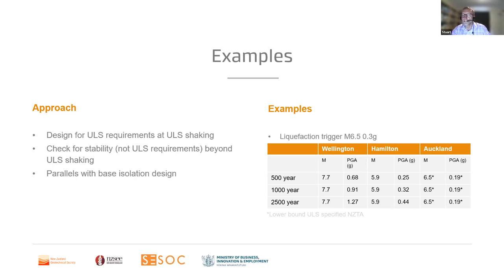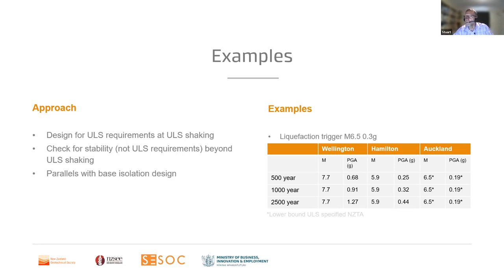We've got an ultimate limit state, 500-year return period intensity of shaking there of 0.68 G, well above the trigger for liquefaction. So in our ultimate limit state design, we're certainly going to need to allow for liquefaction, which is going to dictate the need for piles.